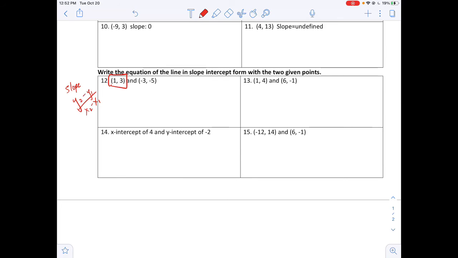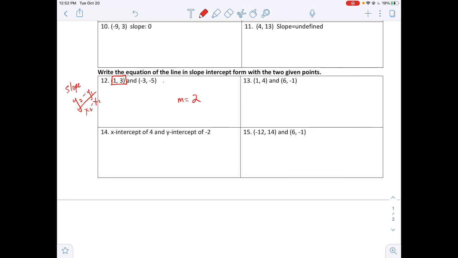And once you've got your slope here, let's find our slope. y2 minus y1 over x2 minus x1. It's going to be negative 8 over negative 4, which is just a positive 2. So here's my slope. Slope's going to be a positive 2. And then I'm going to pick my point. I'm going to pick (1, 3) for my point.